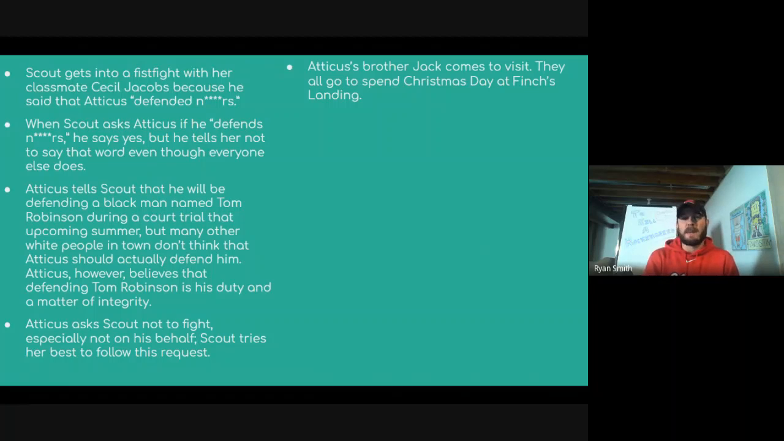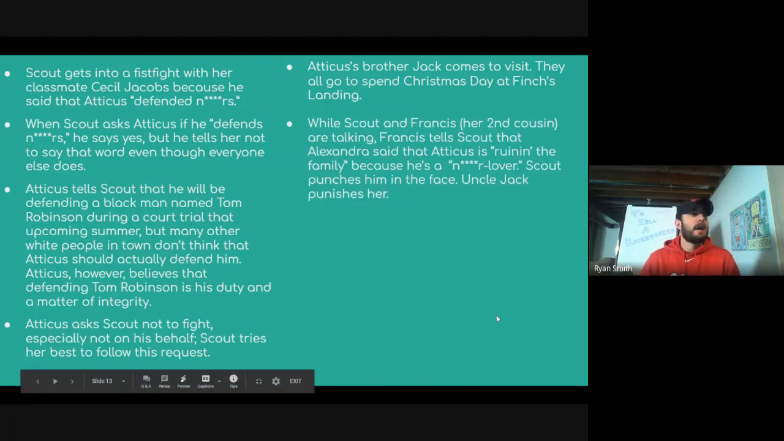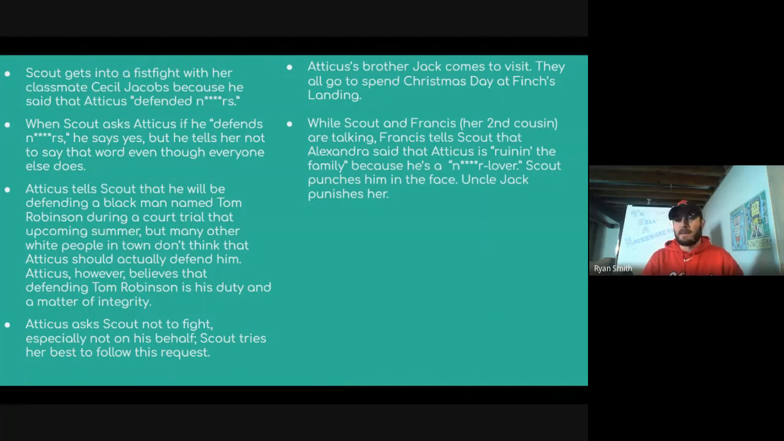They all end up going to spend the day, Christmas Day, at Finch's Landing, which is where Atticus and Jack and their sister Alexandra grew up. So they're going to be spending Christmas with family. While they're there, we meet Scout's second cousin, Francis. This is the only chapter that he's in, and spoiler alert, he sucks. He's just this little annoying, tattletale, whiny, mama's boy sort of character.